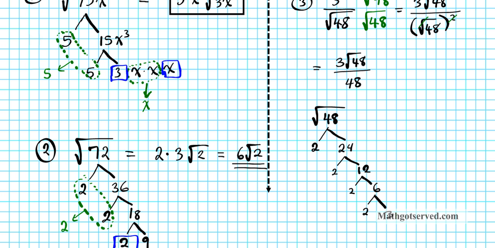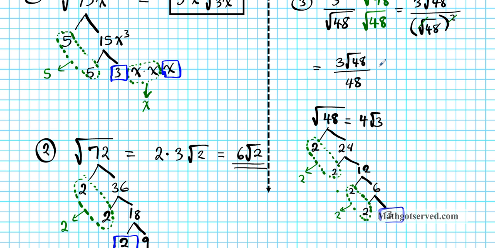Now let's see which pairs break out. These two 2's repeat, so these two 2's break out as a 2. These two 2's repeat also, so they break out as a 2. So root 48, this 3 stays behind since it doesn't have a pair to break out with. So root 48 is going to be 4 times the square root of 3.